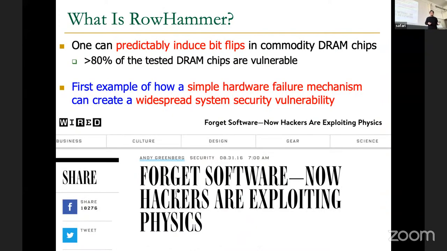So what is RowHammer? RowHammer is a phenomenon where one can predictably induce bit flips in commodity DRAM chips. Back when Professor Mutlu and the SAFARI Research Group worked on this issue for the first time, more than 80% of the DRAM chips they tested were vulnerable to RowHammer. It's the first example of how a simple hardware failure mechanism can create a widespread system security vulnerability. And then some articles, like this one from 2016, say, forget software, now hackers are exploiting physics, referring to RowHammer bit flips essentially.